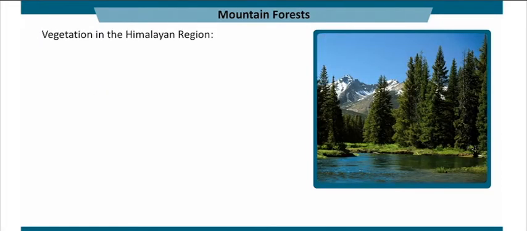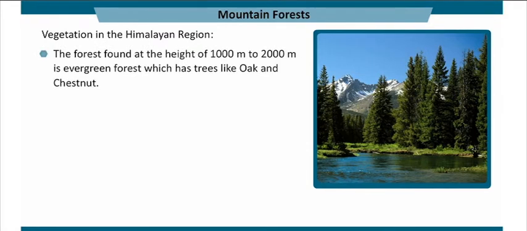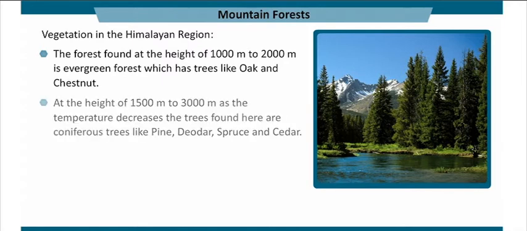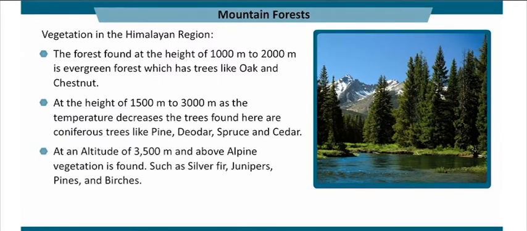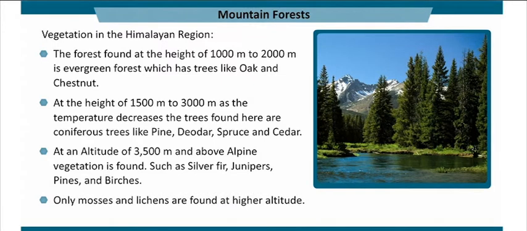Vegetation in the Himalayan region. The forest found at the height of 1000 meters to 2000 meters is evergreen forest, which has trees like oak and chestnut. At the height of 1500 meters to 3000 meters, as the temperature decreases, the trees found here are coniferous trees like pine, deodar, spruce and cedar. At an altitude of 3500 and above, alpine vegetation is found, such as silver fir, junipers, pines and birches. Only mosses and lichens are found at a higher altitude.